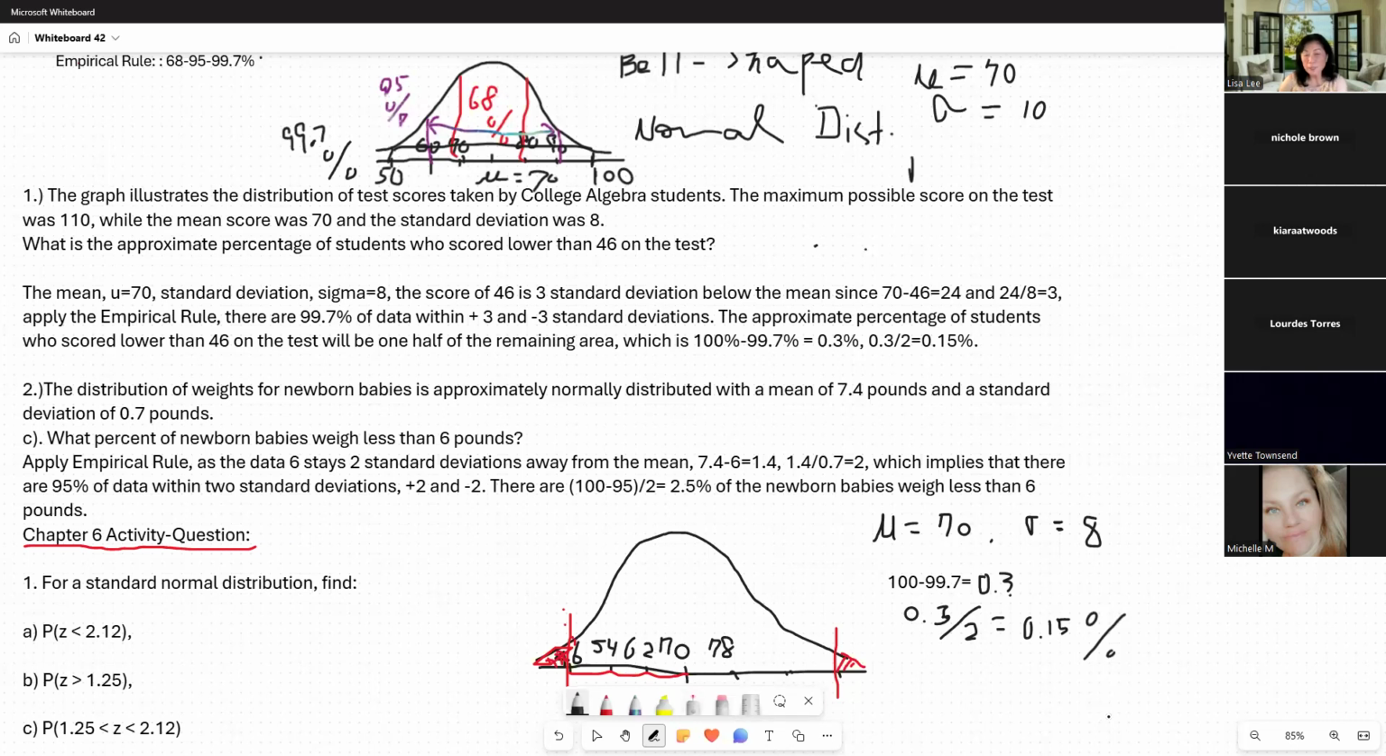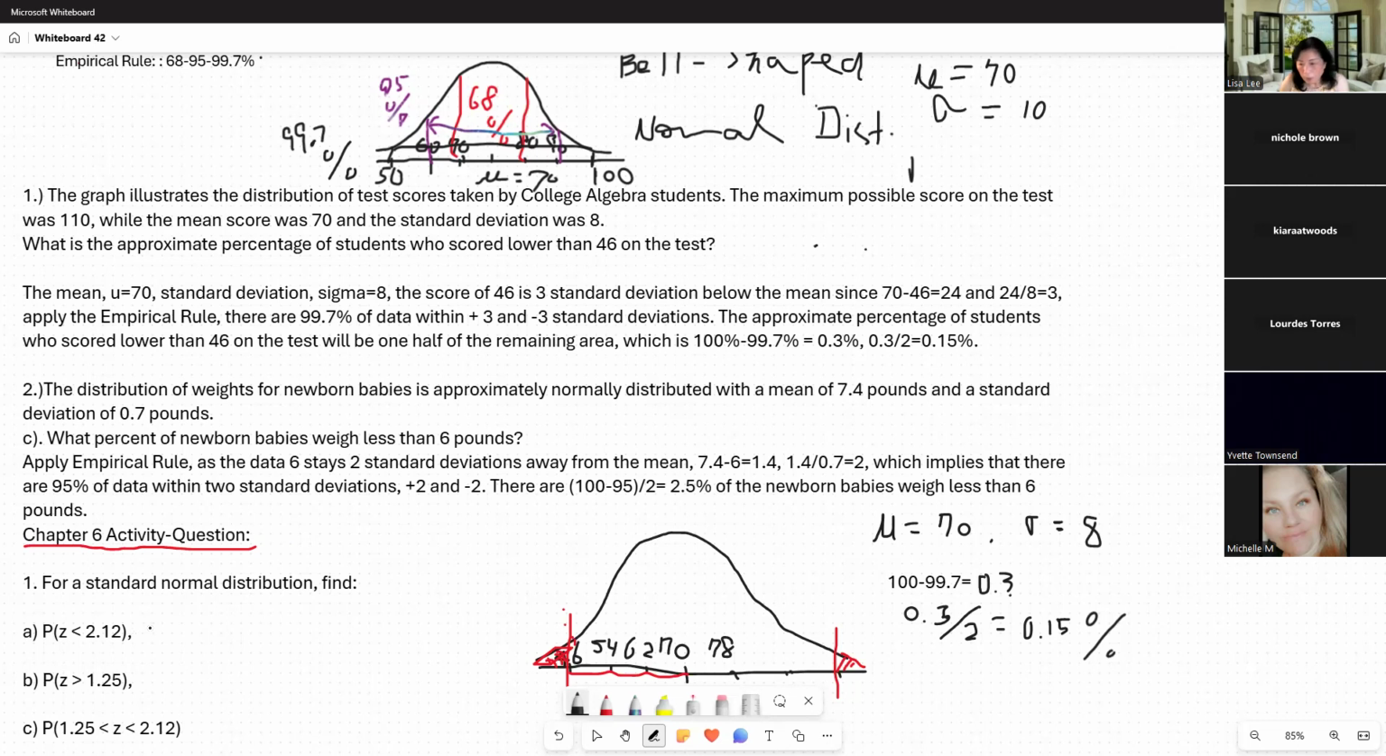That means very few percent. Some students will get lower than the 46. Very few. Okay. Almost zero there. So that's the empirical rule application. I hope you read my example. I already put the solution there on the discussion board.